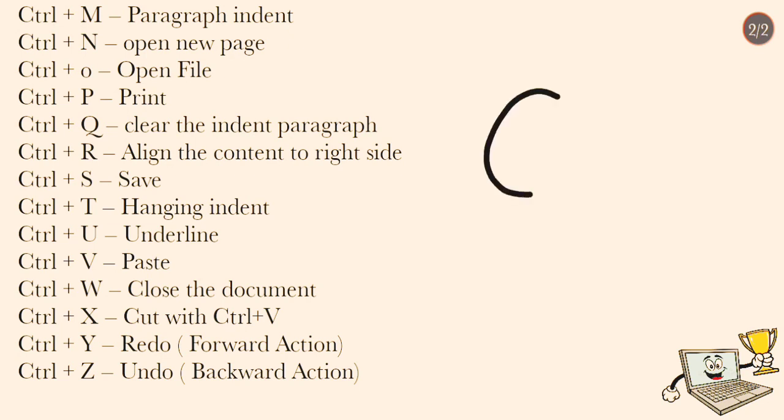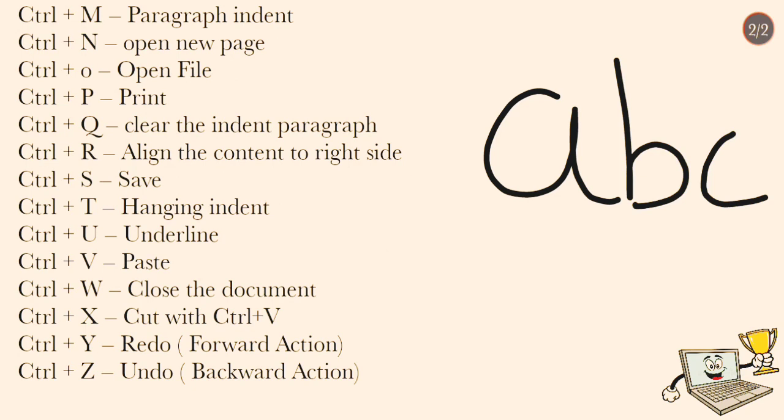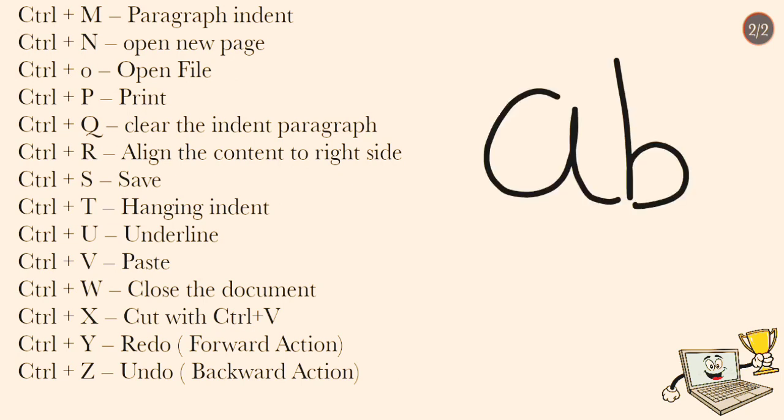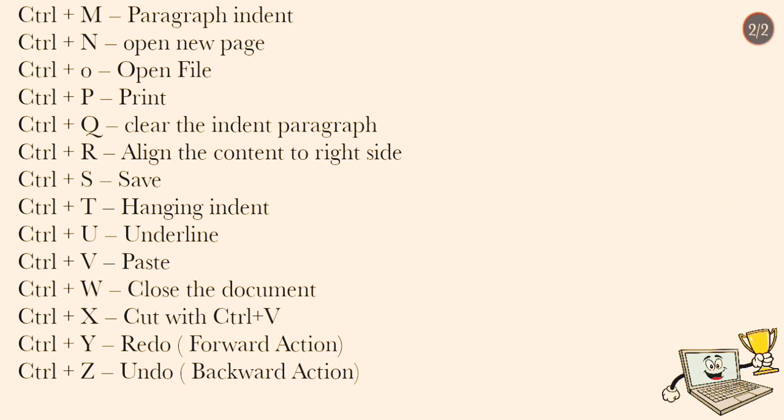Suppose I have written A, B, C. Now I have to reverse this. So I am pressing undo. Understand? If you want to see it again, then redo, A, B, C. Like that it works. So here are all the keys related to Control, that is from A to Z, that I tried to provide you.